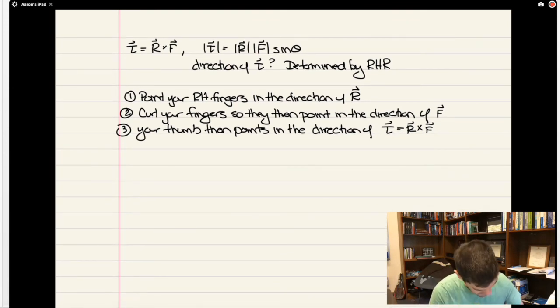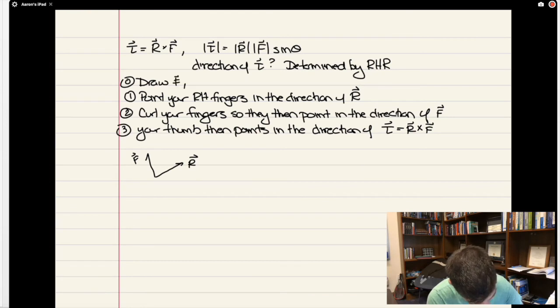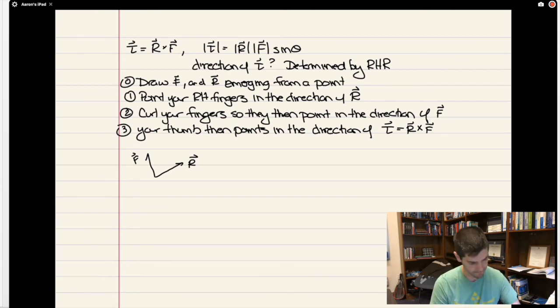So let's do an example or two. Suppose here's r, and then here's F. I guess I could have had a step zero, which is draw the vectors F and r emerging from the same point.